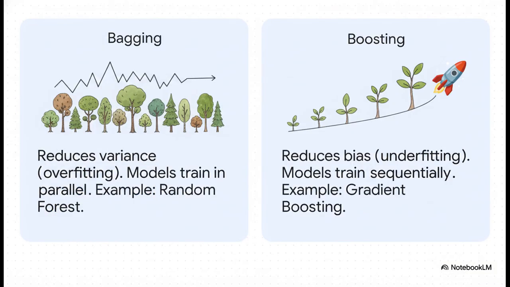Back to some theory. Bagging versus boosting. What's the real difference? Think of it this way. Bagging is like asking a bunch of independent experts for their opinion and averaging the results. It makes your model more stable and reduces overfitting. Boosting is more like a team where each new model learns from the mistakes of the previous one, building up to a single, highly accurate expert. It's great for reducing bias.